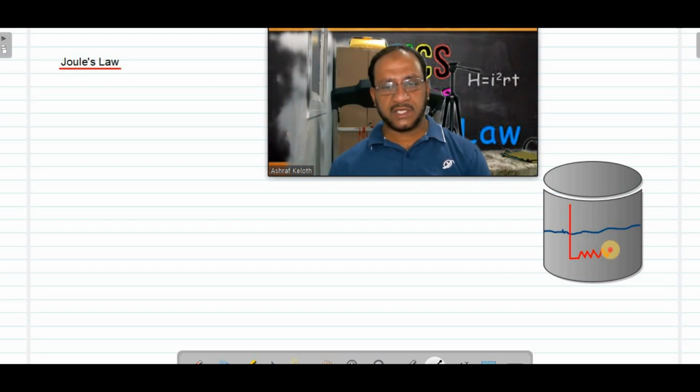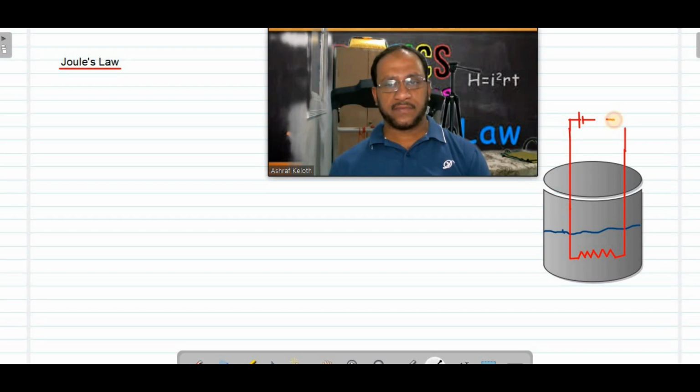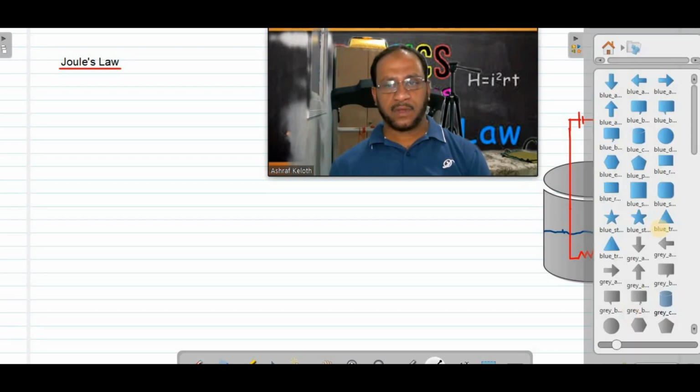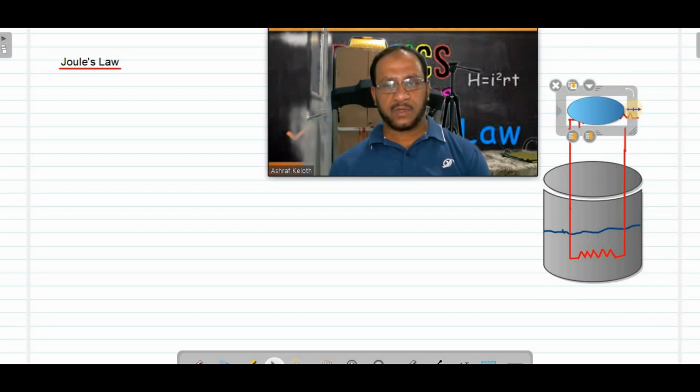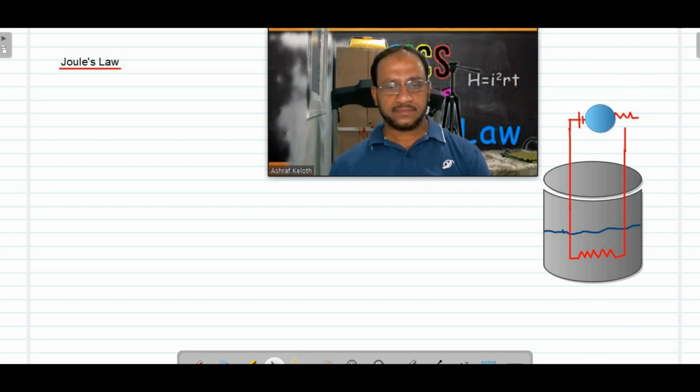Let R be the resistance of this one, R ohm is the resistance, and these wires are taken outside for giving electrical connections, and this circuit is connected with a cell, an ammeter and a rheostat. What is a rheostat? A rheostat is a variable resistor. Suppose this is an ammeter. Ammeter is used for what purpose? For measuring the current.